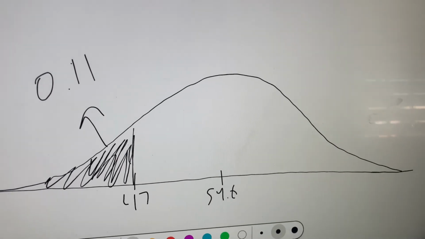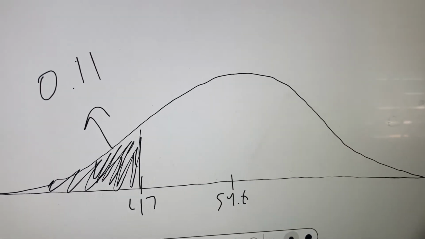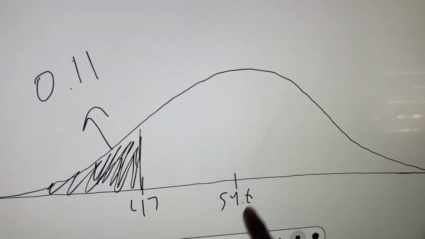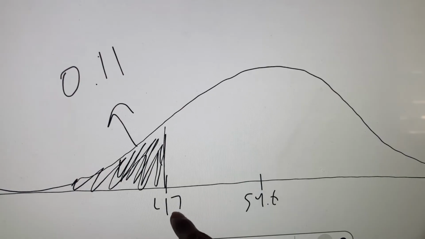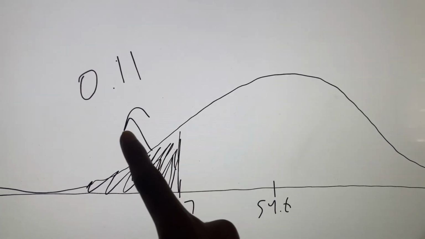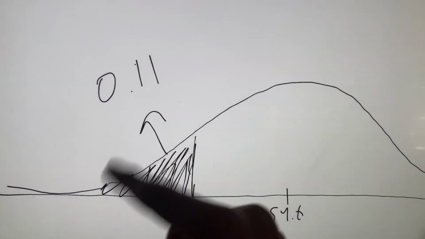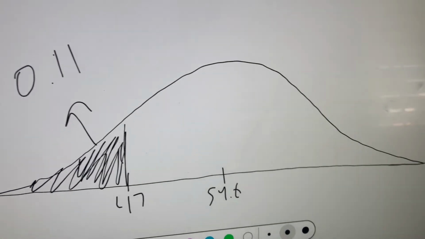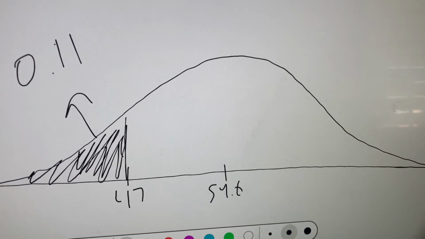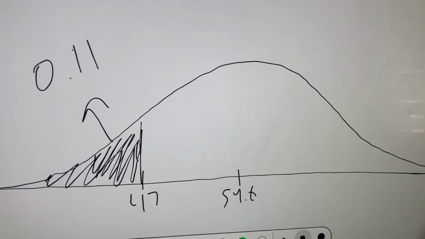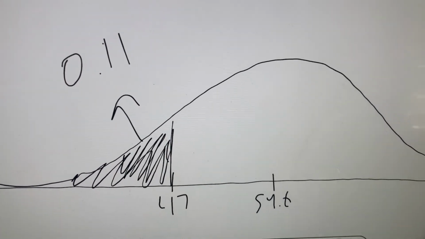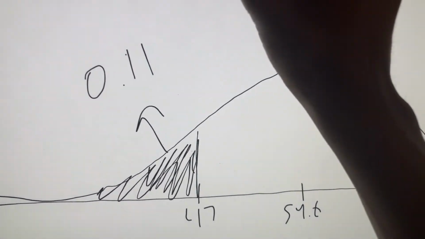Here I've made another graph to display the problem. The median of ages is 54.6. We know Obama had an age of 47, which is the 11th percentile, meaning the area is 0.11. What we want to do, again, is use our calculator. At least part of it is inv norm.